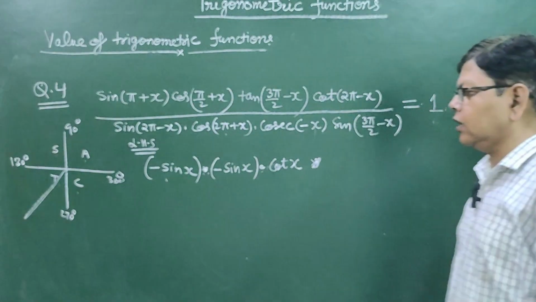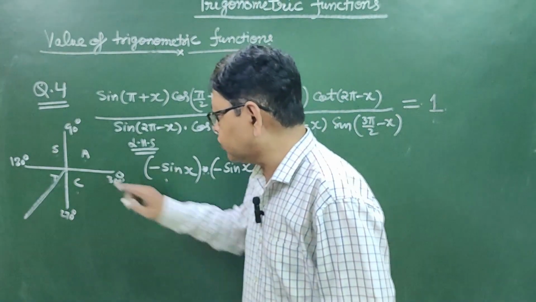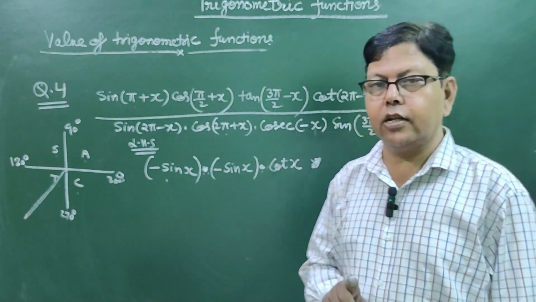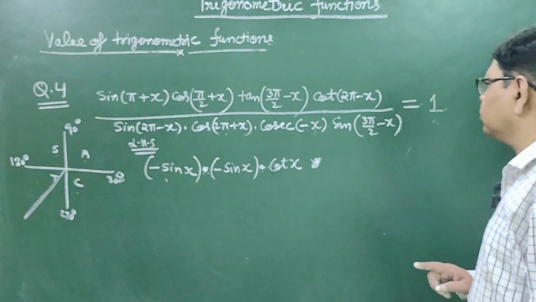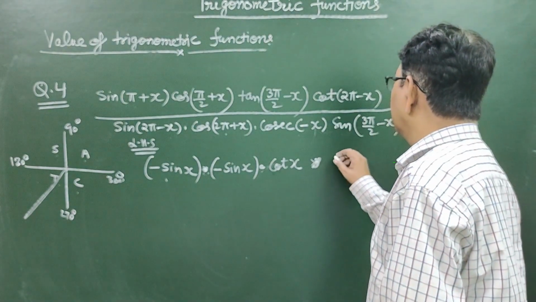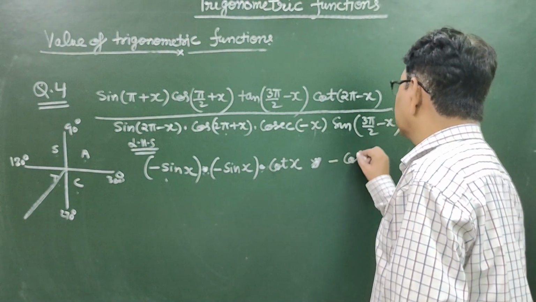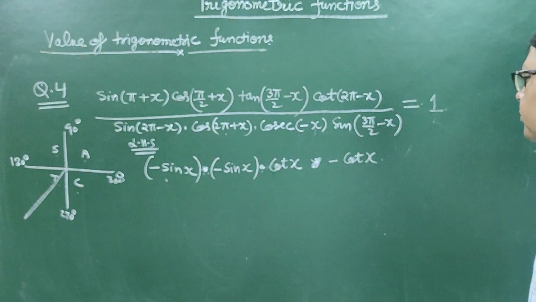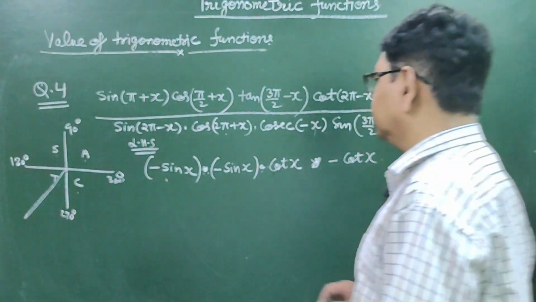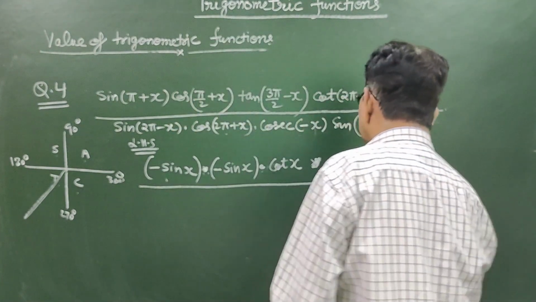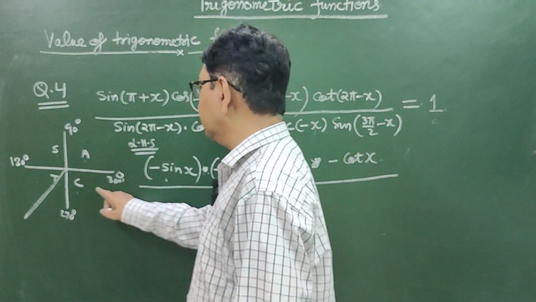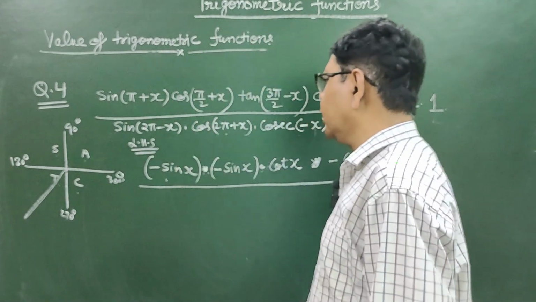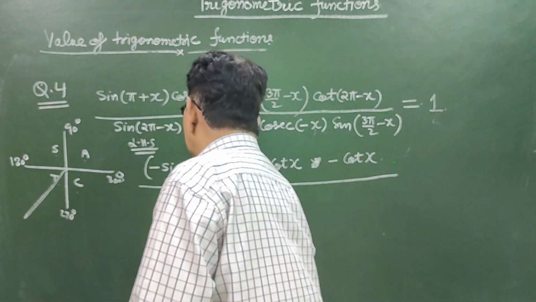Cot(2π − x) means 2π, somewhat less than 360. You are in the fourth quadrant, and in the fourth quadrant cos and sec are positive, rest of the trigonometric ratios are negative, so this will be equal to minus cot x, upon sin(2π − x). The angle is in the fourth quadrant. Fourth quadrant cos and sec are positive. So sin(2π − x) is minus sin x.